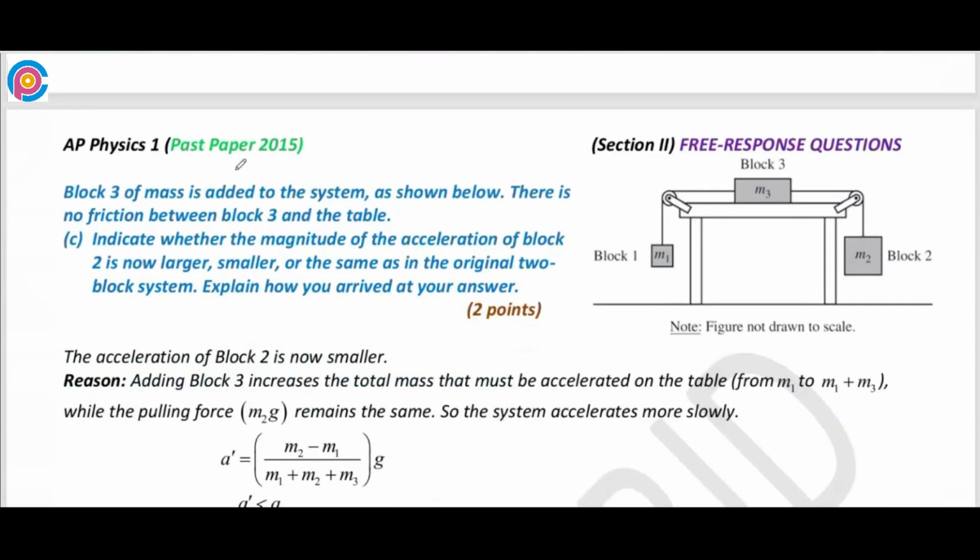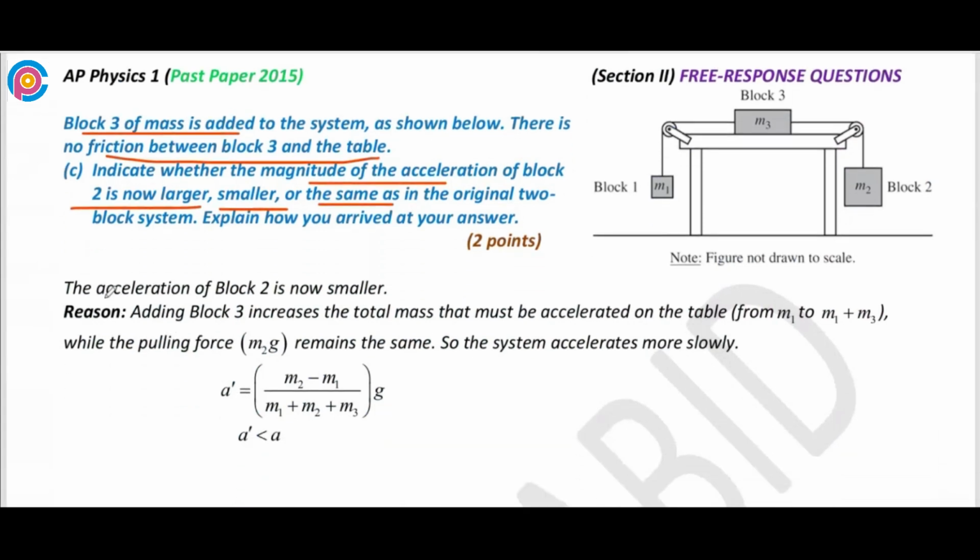In part C, the question is that block 3 of mass M3 is added to the system, as shown in the figure, lying on the table. There is no friction between the block and the table. Part C asks whether the magnitude of acceleration of block 2 is now larger, smaller or the same as in the previous case. We consider that block 2's acceleration is now smaller, because M2 is the pulling force. Initially it was pulling M1 upward. Now it has to pull M3 also. So the pulled mass shifts from M1 to M1 plus M3.